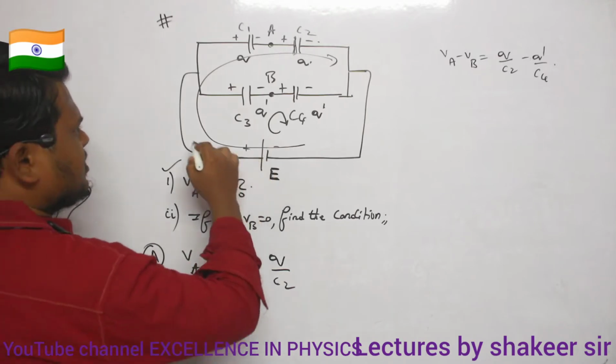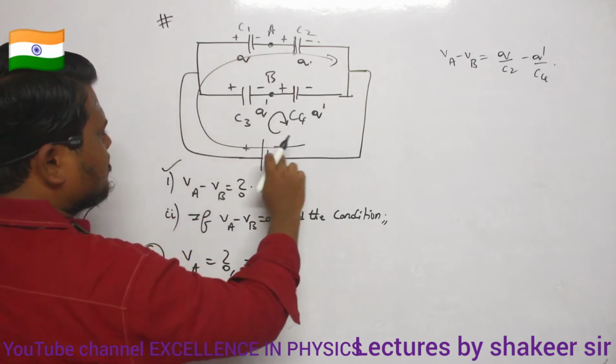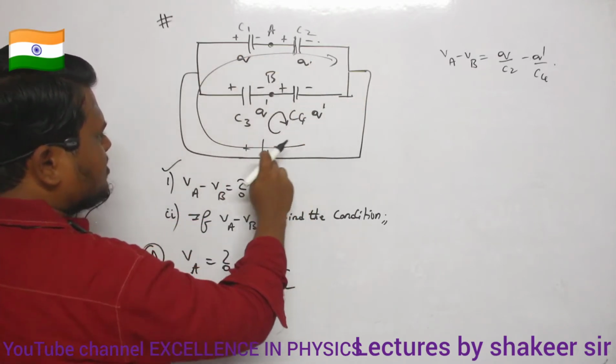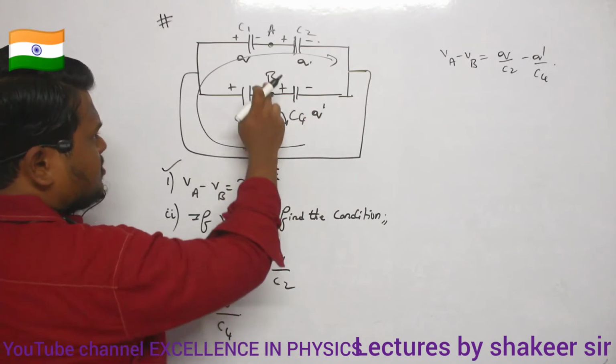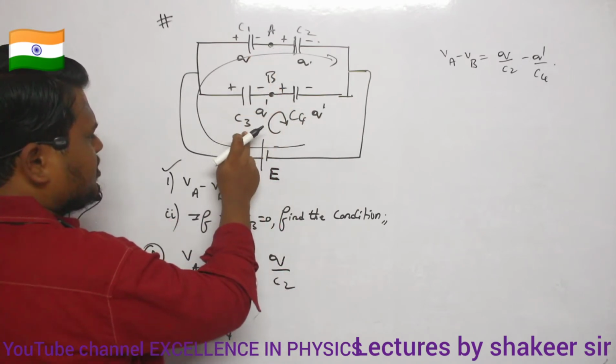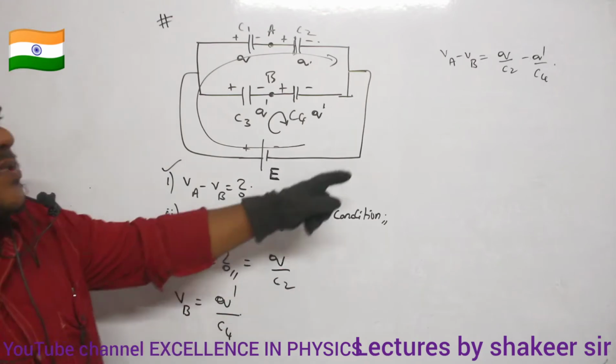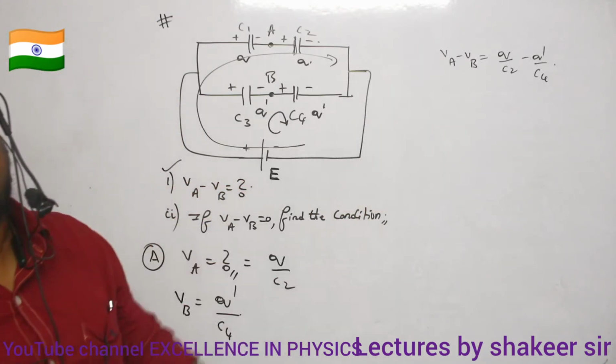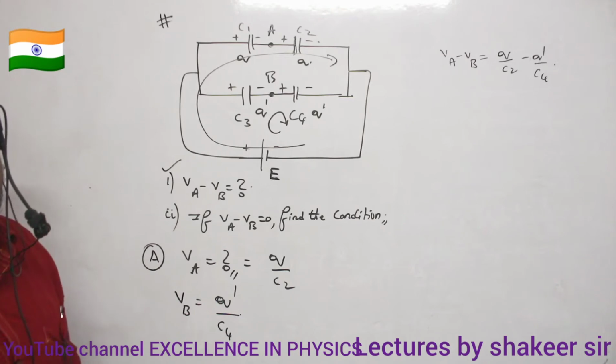Why are we taking this one as a total loop? Because in this total branch I have only Q, and in this second loop I have only Q dash. From this you can find the Q value, and from this you can find the Q dash value. Once I calculate Q and Q dash, VA minus VB is very easy to calculate. Have you understood, all of you?